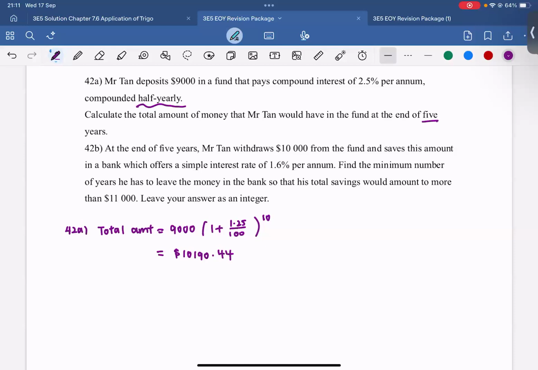Okay, so they ask for total amount. What you need to look out for is whether they ask for total amount or are they looking for interest. This is something very important. Okay, 42B.